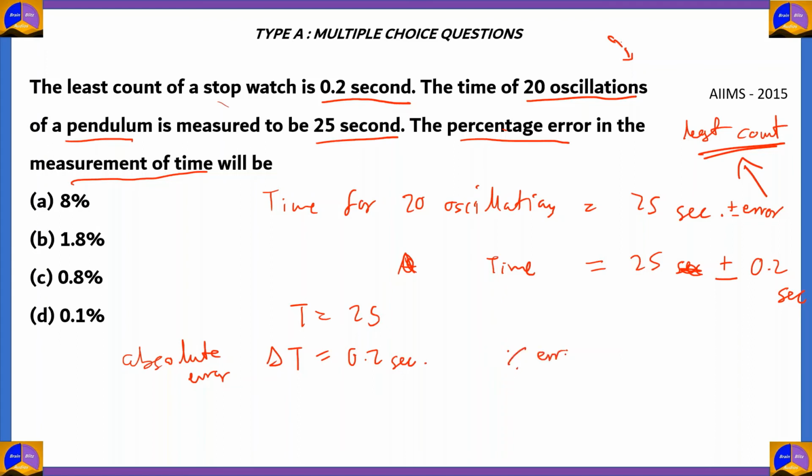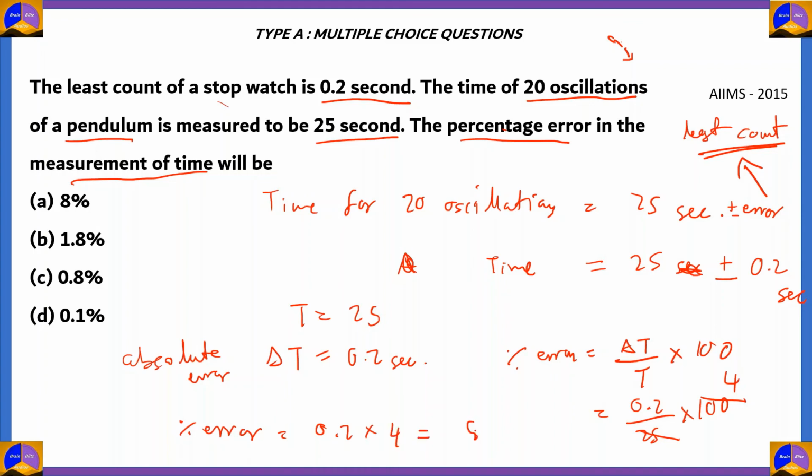And the percentage error will be equal to delta t divided by t times 100. So that is 0.2 by 25 times 100. So 25 goes into 100 4 times. So the percentage error will be equal to 0.2 times 4, which is equal to 0.8. And that is found out to be option C in our question. So option C is the right answer. So the percentage error in the measurement of time for a stopwatch having least count 0.2 seconds will be 0.8.